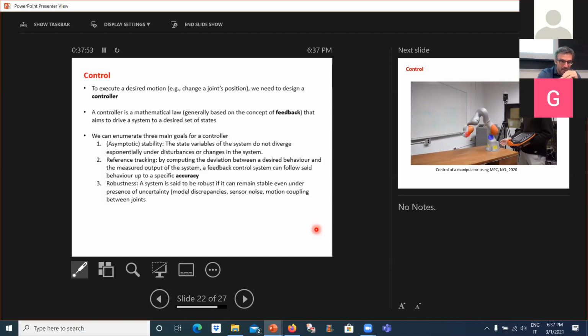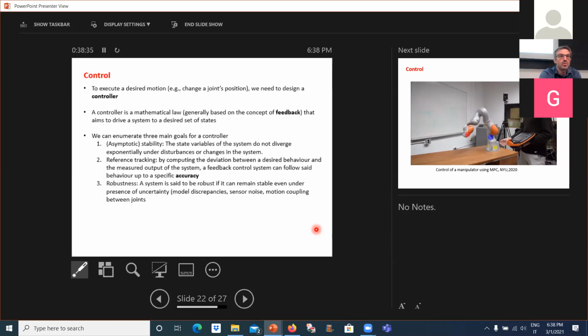We will see this in the control class. And whenever you have instability, you have the state variables that start to diverge exponentially, and you basically see the robot arm just drift away, and it's very dangerous, and you don't want that in any case. So the first goal of a controller is to ensure asymptotic stability. Asymptotic, we'll see, means that the tracking error goes to 0.